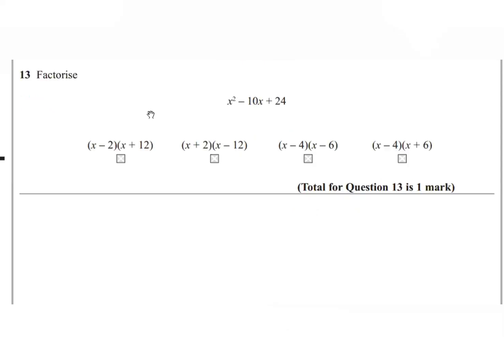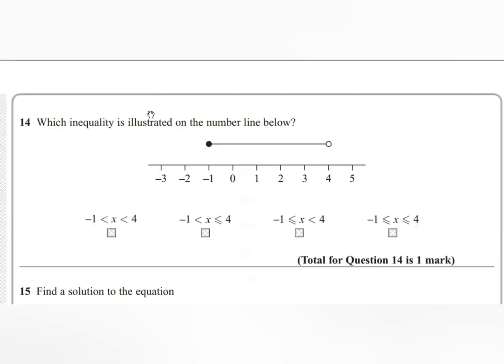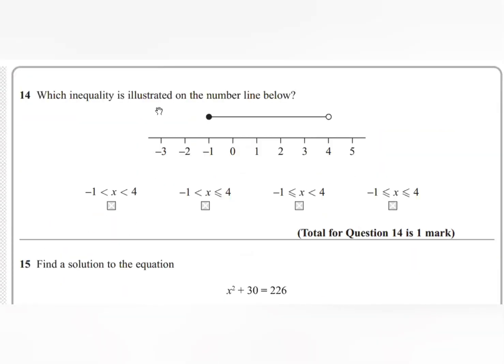14. Which inequality is illustrated on the number line below? As we talked about inequalities before, we said that inequalities on number lines have circles. And the circles here, one of them is open, one of them is closed. Open circles mean the value is not included, but closed circles mean it's included. So closed circles mean an equal sign with the inequality sign. An open circle means no equal sign with the inequality sign.